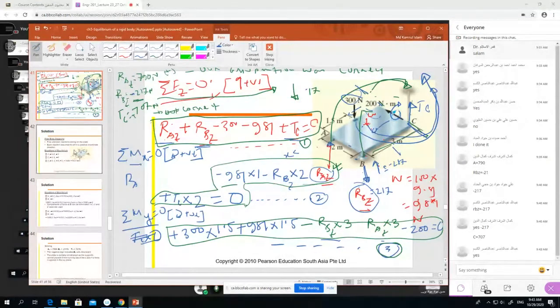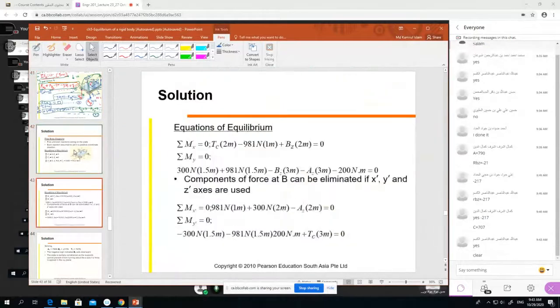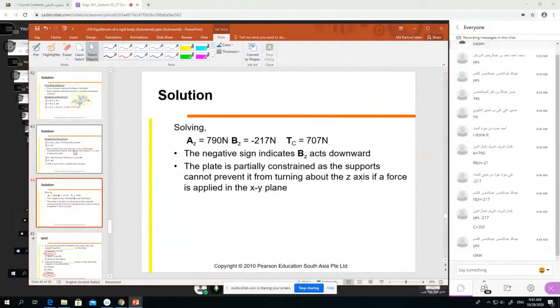Yes. So if you are clear, then you see our result is correct, and this is what I told you. It is written there, right? Negative sign indicates BZ is acting downward, right?